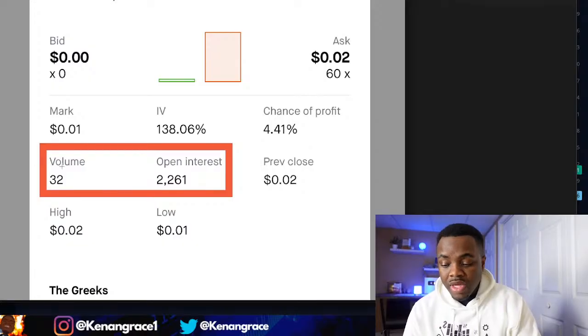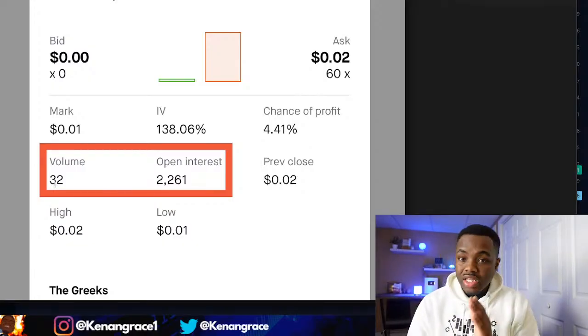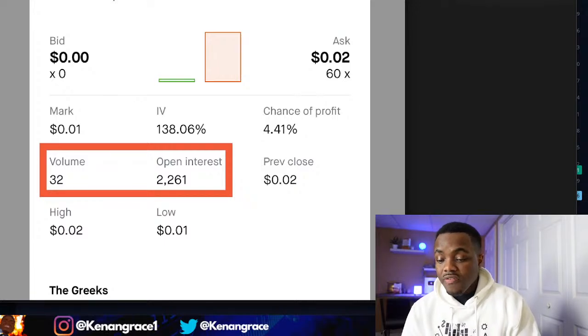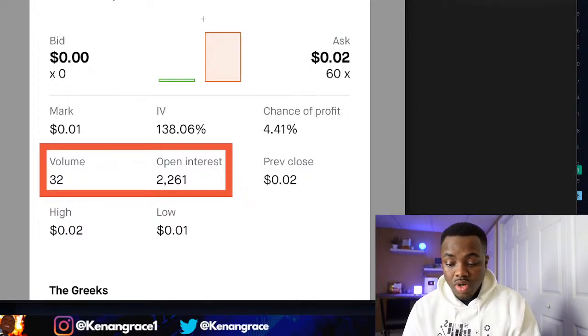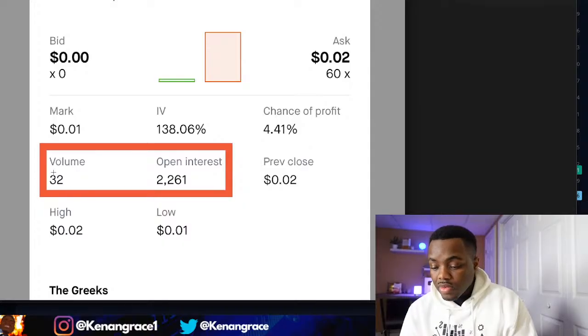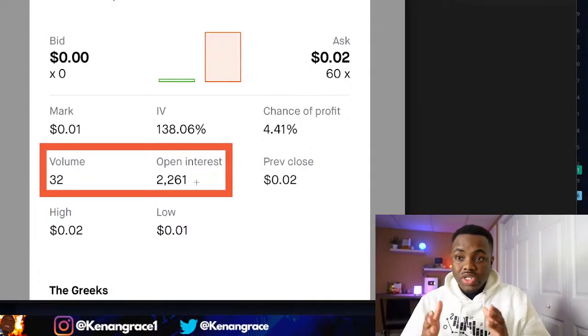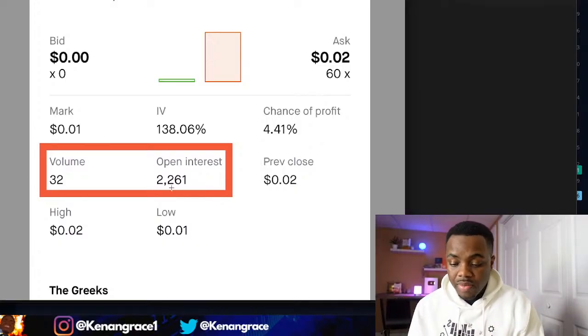Now, the volume. This is how many of them were traded on the day, how many were bought and sold. So how many of this BNGO $4 put for $10.15 was traded today? 32 times it was traded. However, how many contracts were already picked up? How many people are already basically in the play? This is the open interest, 2,261.